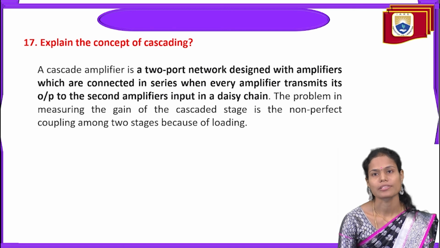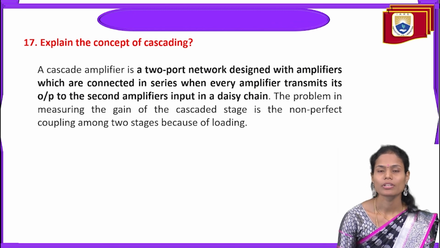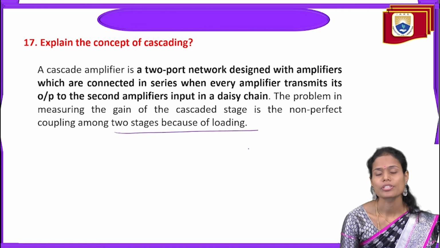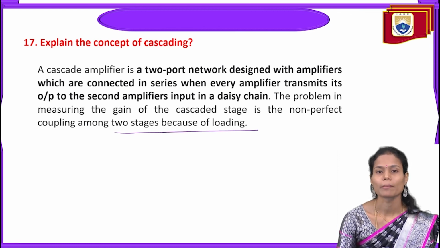Explain the concept of cascading. Cascading is nothing but interconnecting two or more stages by providing the output of one stage to the input of the next stage in order to improve the parameters of the amplifier. Because of this cascading, we are able to improve the total parameters of the circuit. In some cases, cascading will lead to non-perfect coupling that becomes a loading effect from one stage to the next stage. So while cascading, we need to take precautions and give proper coupling elements between the two stages.